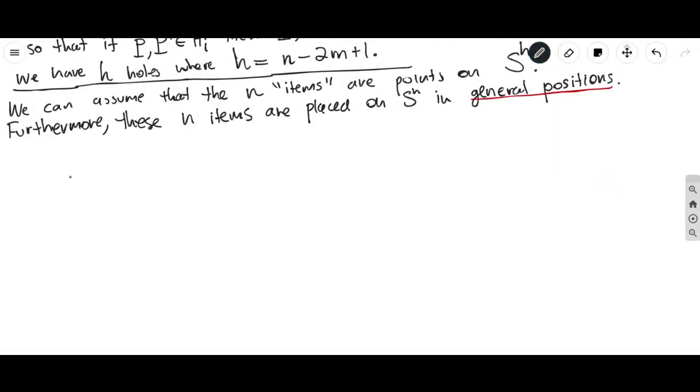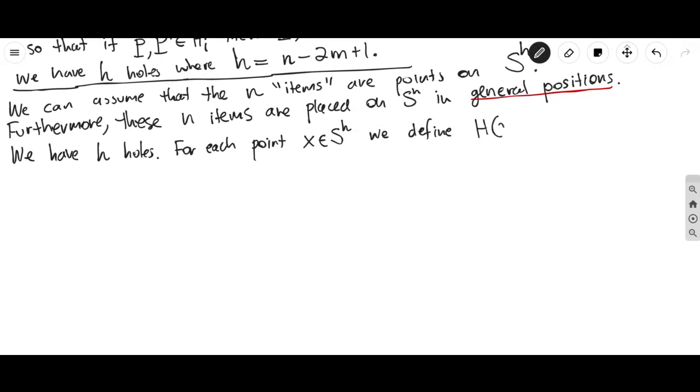So here's what we do next. We have h holes. For each point x on this h-dimensional sphere, we define, let's call it capital H of x. This capital H has nothing to do with this lower h. h is the hole, capital H is the hemisphere. We define H of x, this is the open hemisphere in the direction of x.